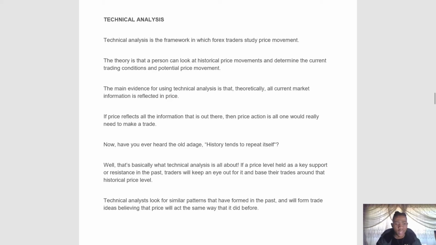So that's basically what technical analysis is all about. If a price level has held as a key support or resistance in the past, traders will keep an eye out for it and they base their trades around that historical price level. So technical analysts look for similar patterns that have formed in the past and will form the trade idea believing the price will act in the same way like it did before. So we use the data from the past to help us understand what will happen in the future.